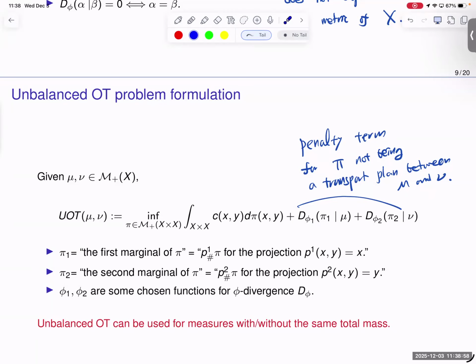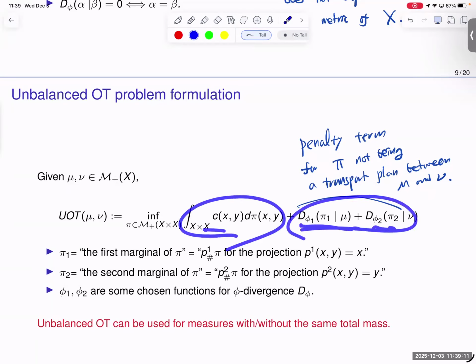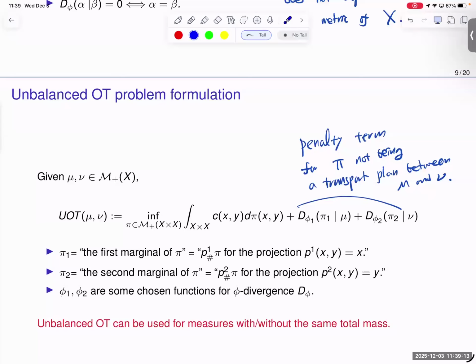Right. And another point is that even when mu and nu have the same total mass, depending on this balance between this phi divergence and the transport cost, your pi may not match these mu and nu.